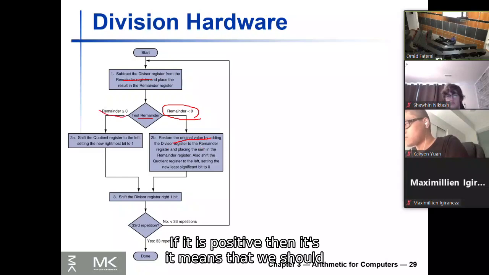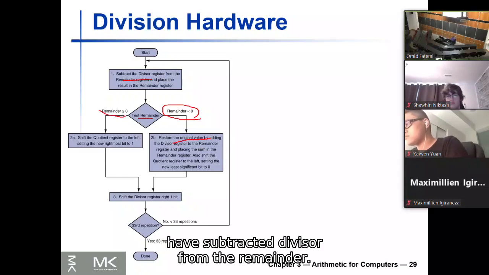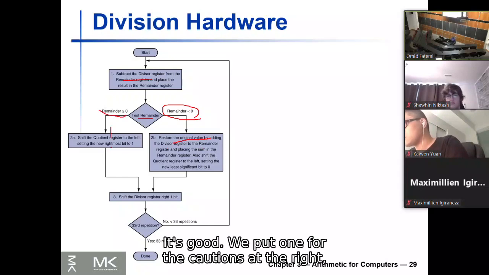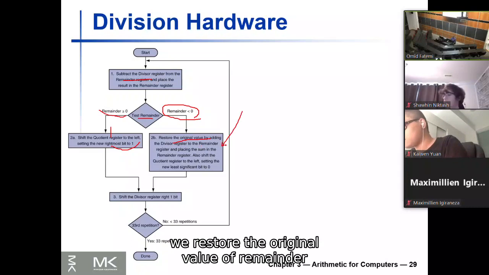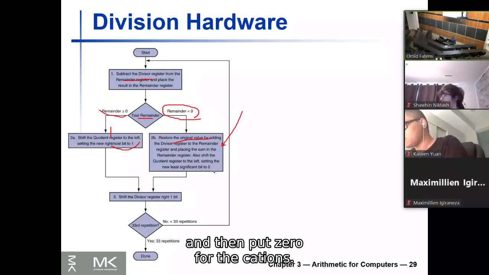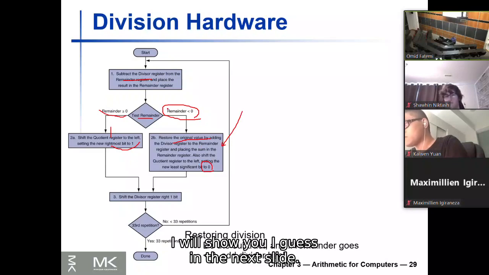It means that we should have subtracted divisor from the remainder. So it's good. So we put 1 for the quotient at the right, and then we go to the next stage. Here, if it is not good, we restore the original value of remainder and then put 0 for the quotient. So go to the next page. I will show you, I guess, in the next slide, how we do that.